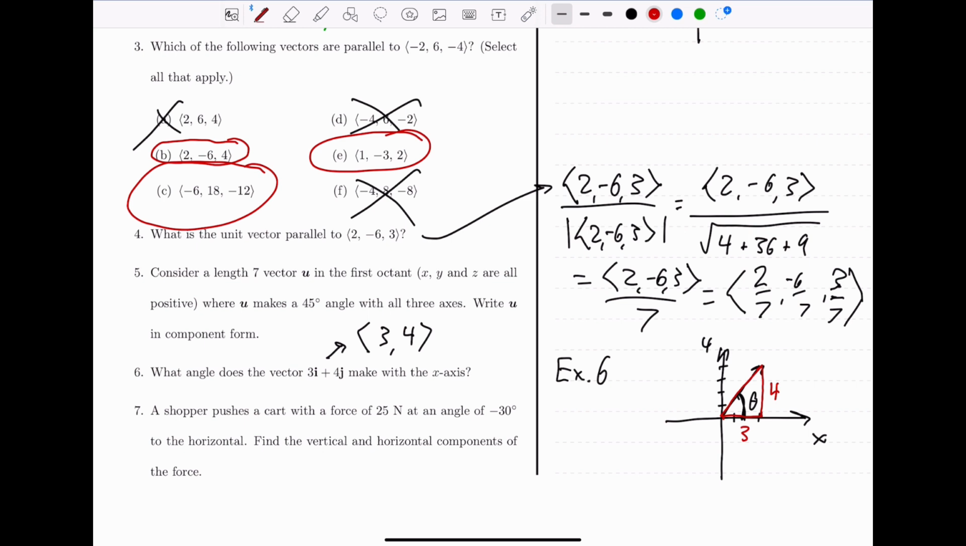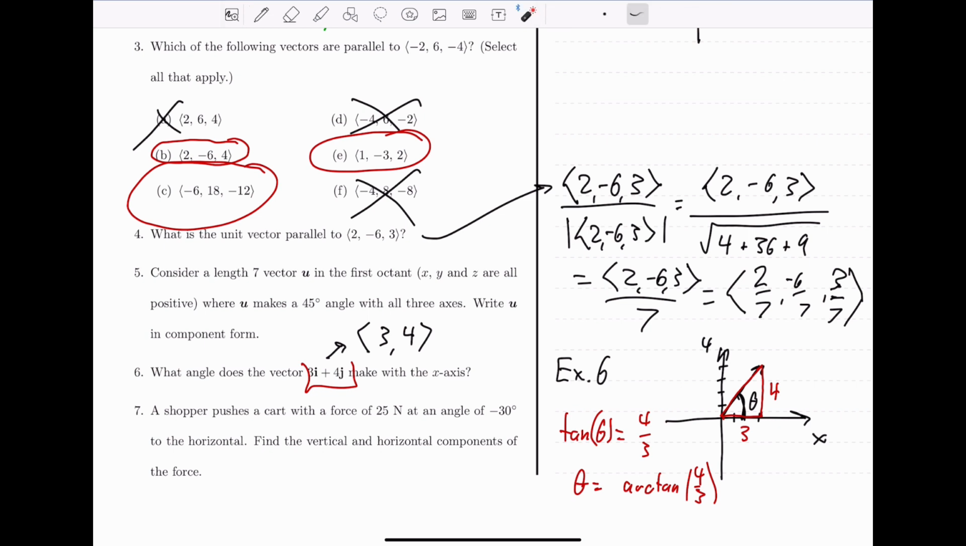I want the angle. What's a trigonometric relationship between the angle theta and these lengths of 3 and 4? What relates opposite and adjacent to an angle? That would be tangent. So we can say tangent of theta equals the opposite, 4, divided by the adjacent, 3. So theta is simply the arctangent of 4/3. That's the answer for the angle that this vector makes with the x-axis, arctangent of 4/3.